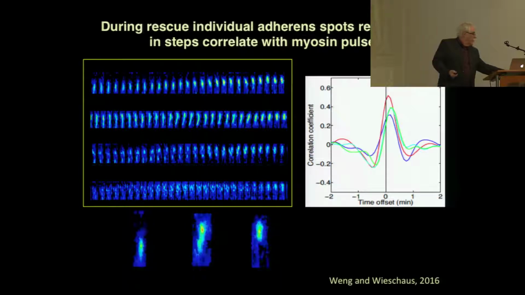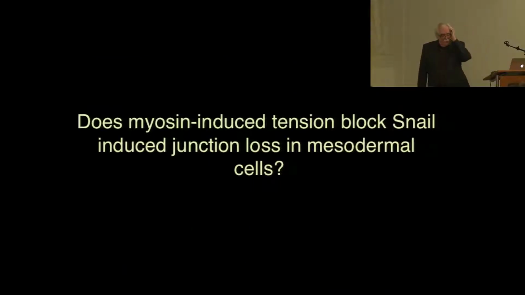So that led to the idea that EMTs, epithelial mesenchymal transitions, that are induced by snail, which is the standard thing, whatever snail is doing to drive this epithelium, is sensitive to tension, to myosin tension. A cell cannot undergo an epithelial mesenchymal transition if it's under tension, is a way of saying that idea.